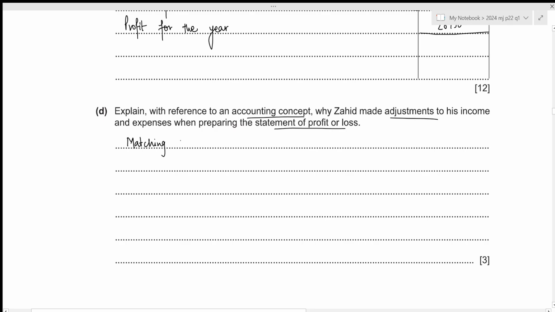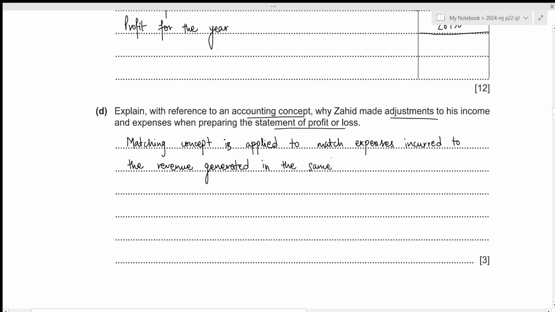Matching concept is applied to match expenses incurred to the revenue generated in the same accounting period to ensure a fair reflection of the profit for the period.